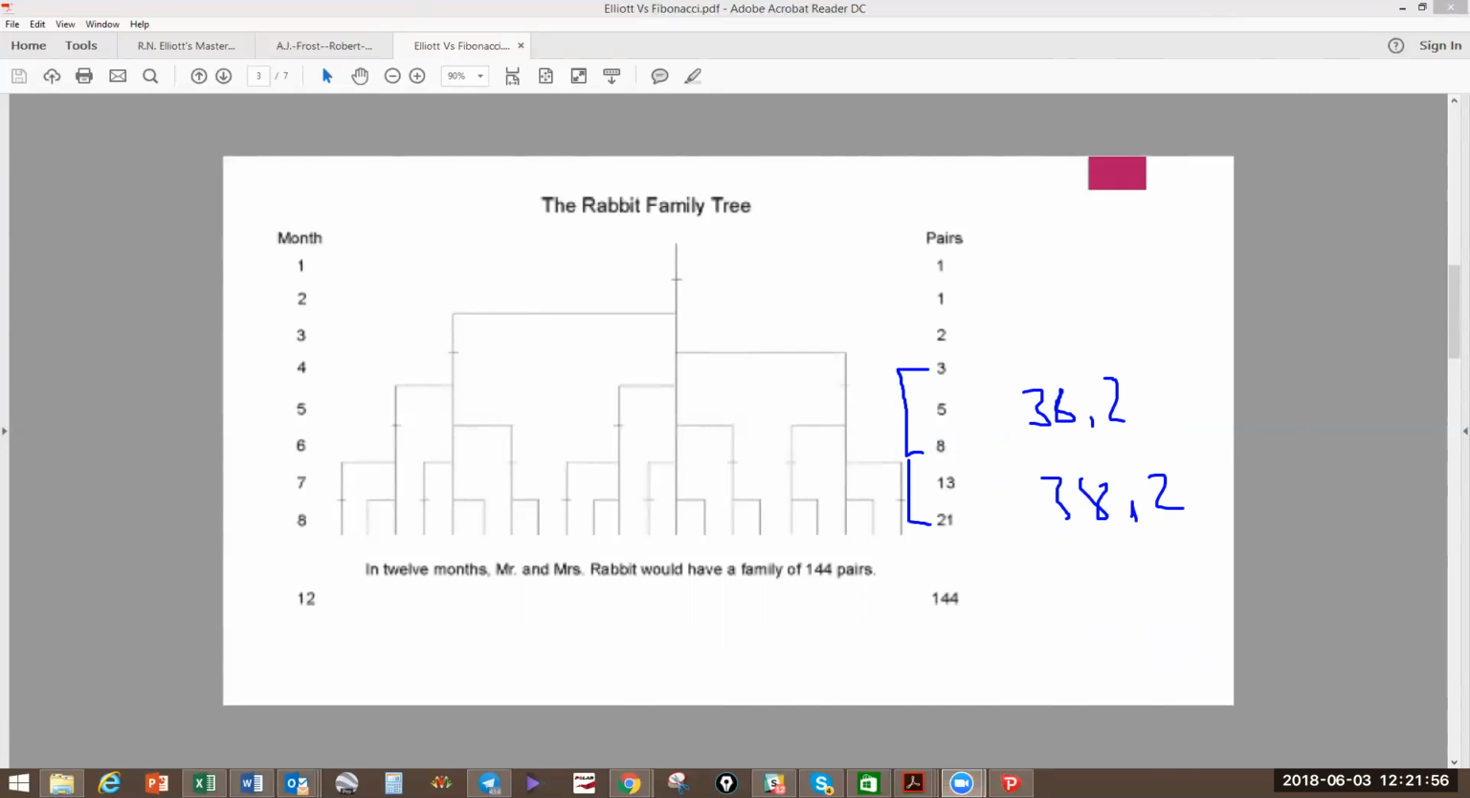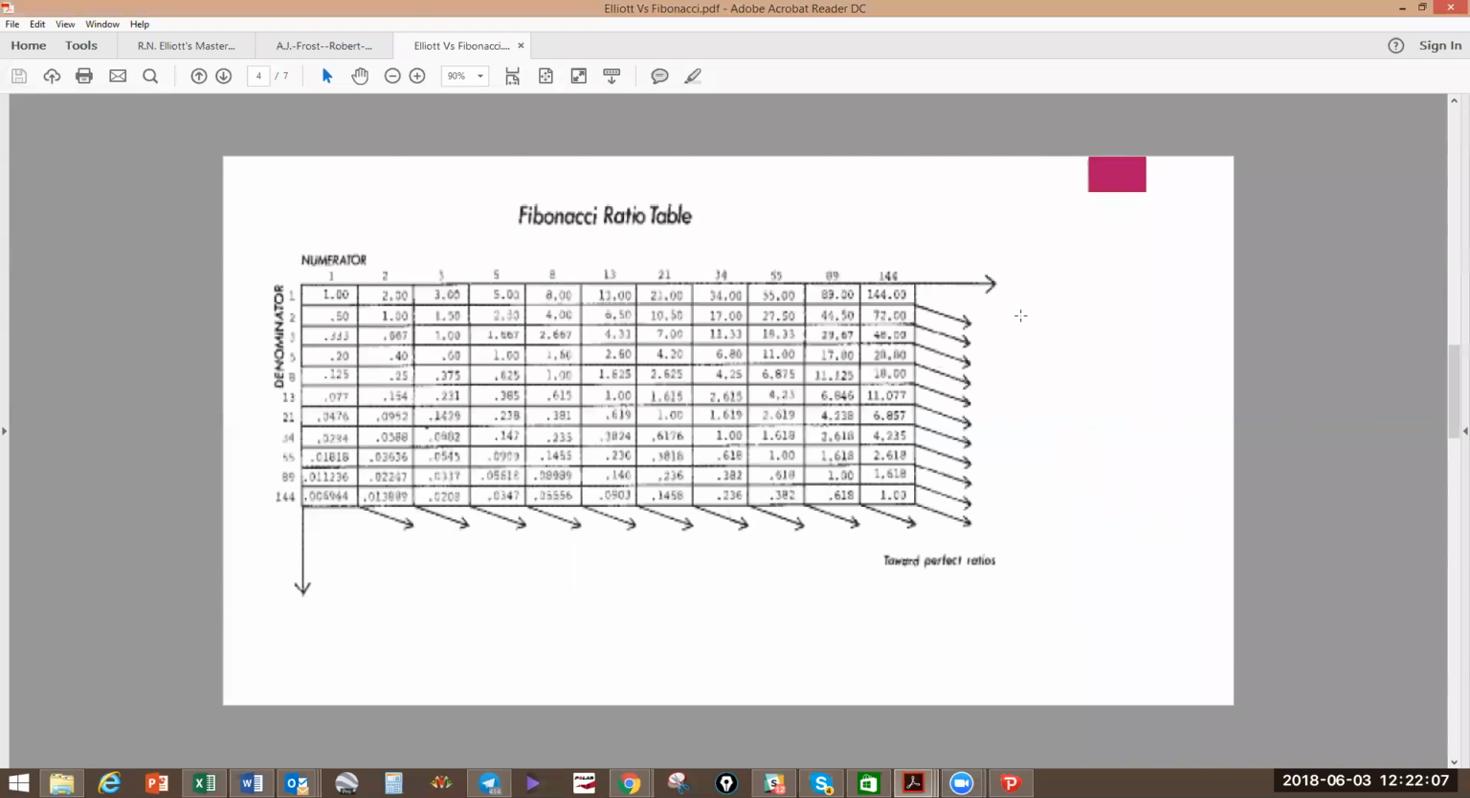I see there's a question in the chat box. So this is actually very interesting. There are so many things that you can do with this sequence of numbers. Okay? So now, this is the rabbit tree cycle that Fibonacci used to develop this table.